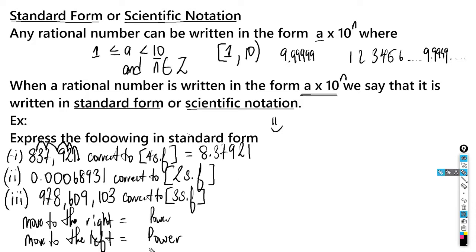All right, guys, so just correcting this here. If you move it to the right, it should be a negative power, and if you move it to the left, it should be a positive power. All right? So let me just state that one more time. If we move to the right, it should be a negative power. If you move the decimal place to the left, it should be a positive power.